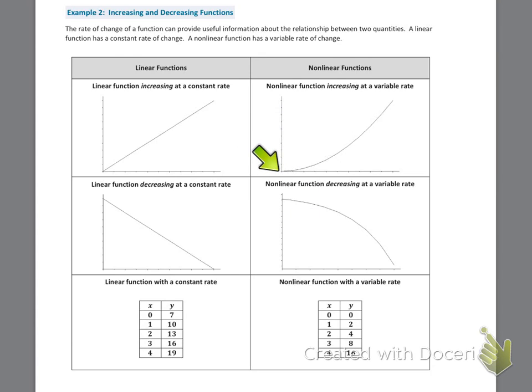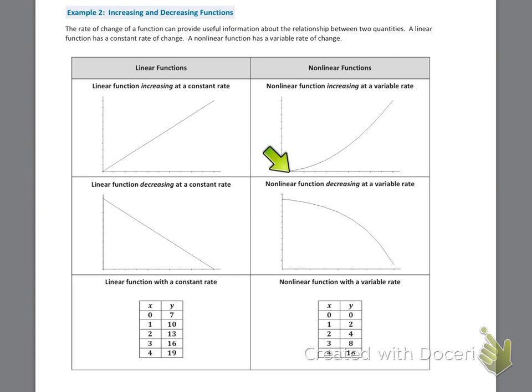Now notice what's happening here. It looks different from Shannon's graph. So this is an increasing function. This is a decreasing function, because as x increases, so does y. And down here, as x increases, the y's are decreasing.